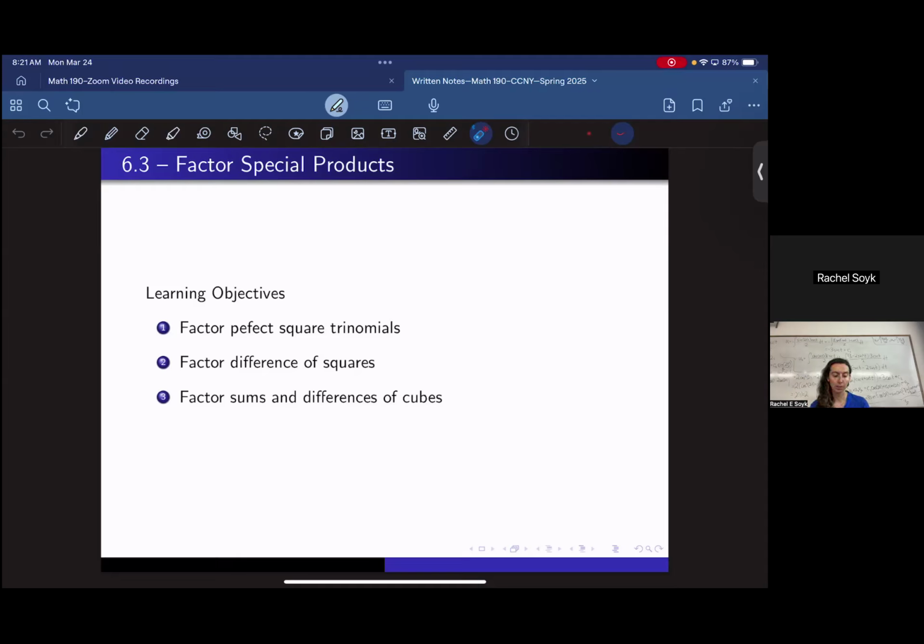Our learning objectives for today are the following. So we'll be able to factor our perfect square trinomials, and I spelled perfect incorrectly. It's kind of funny. We'll be able to factor the difference of squares, and then we'll be able to factor sums and differences of cubes.